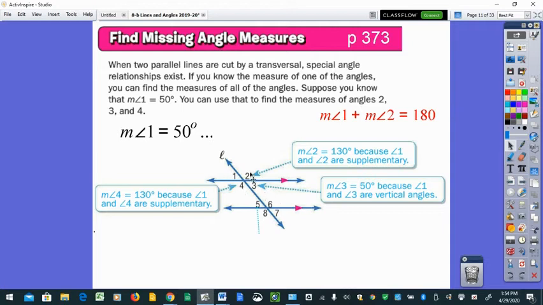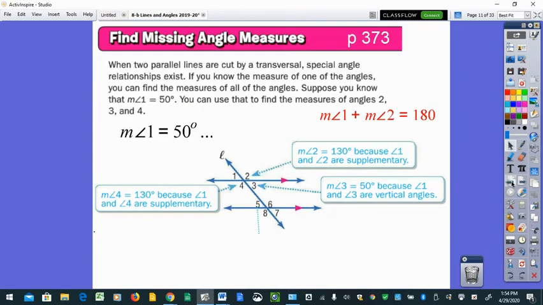They are supplementary. They're going to add to 180 degrees. So since they have to add to 180 degrees, if this one is 50, angle 2 has to be 180 minus 50, which would be 130. See, now I think it's the easiest in the world to kind of just do vertical angles. So if angle 1's 50, angle 3 would be 50. And if angle 2 is 130, angle 4 would be 130. And you can get those angles very quickly.